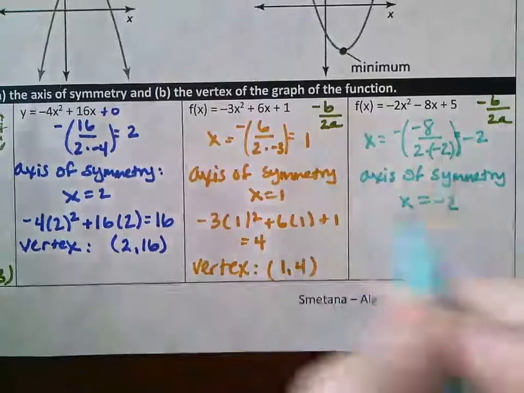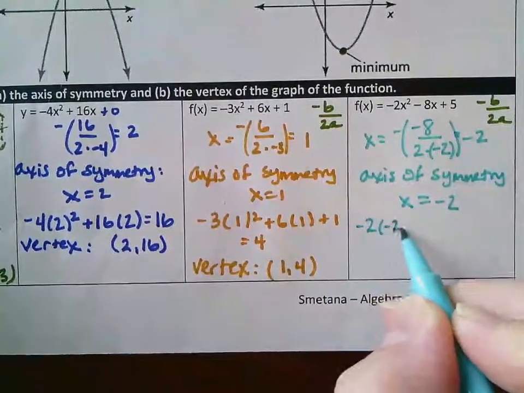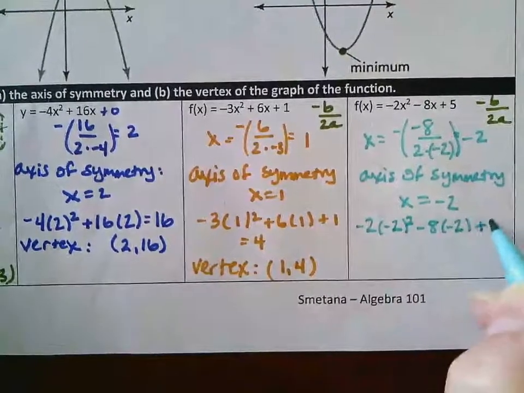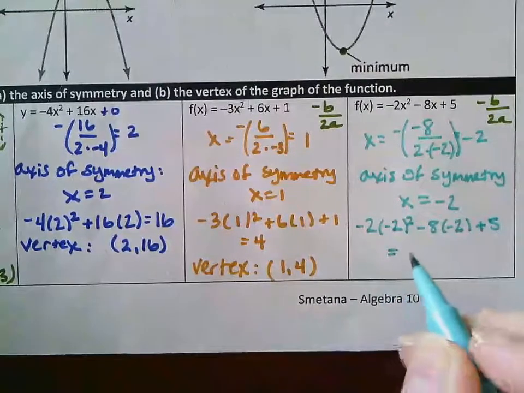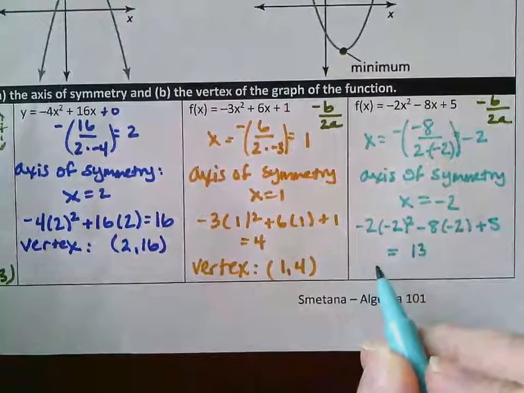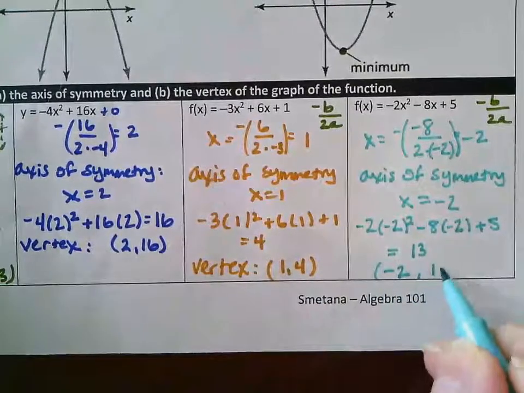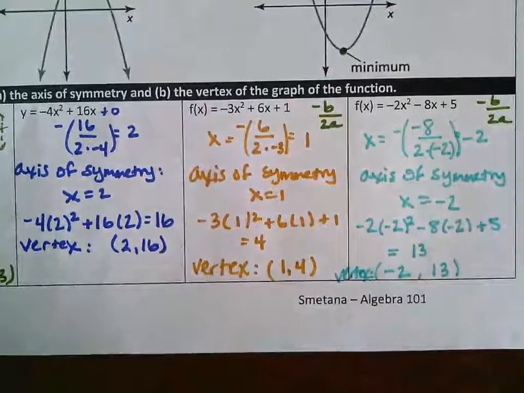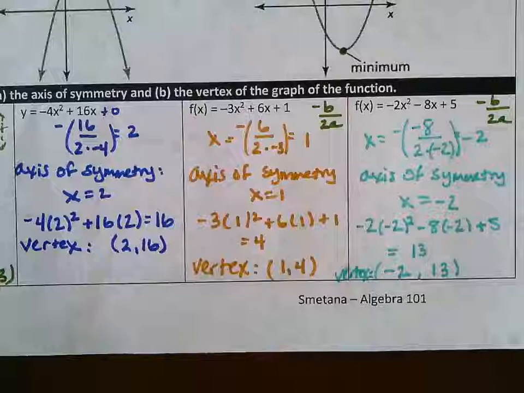Okay, so when I plug that in, I get -2 times -2 squared minus 8 times -2 plus 5. So I end up with 13. My vertex is -2, 13. Forgot to write vertex. And that's basically the start of your graph.